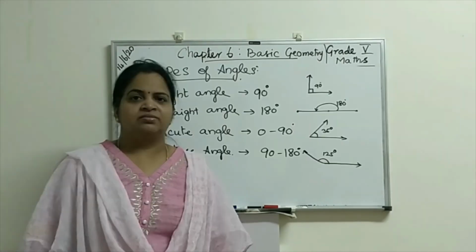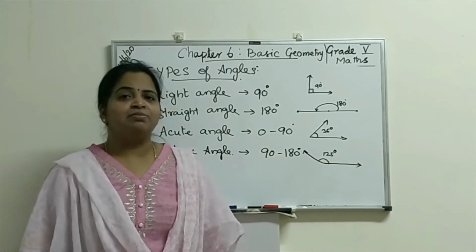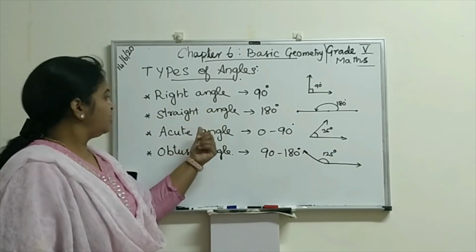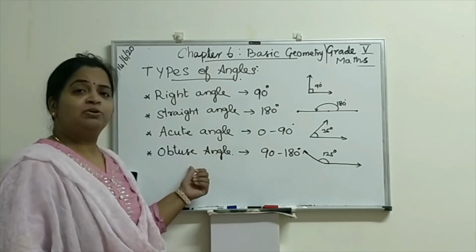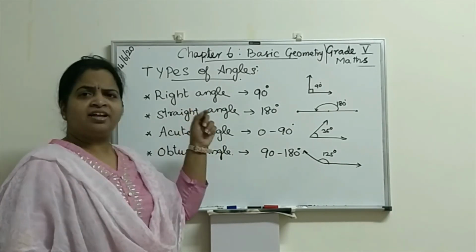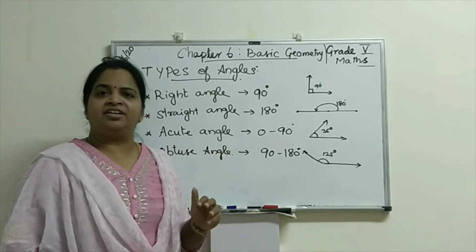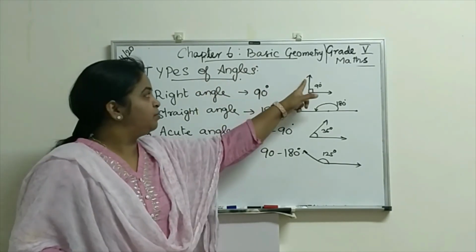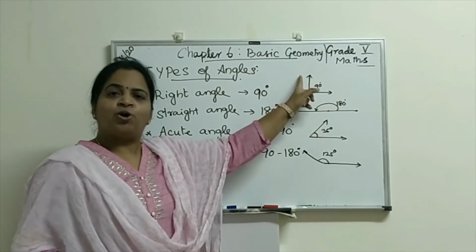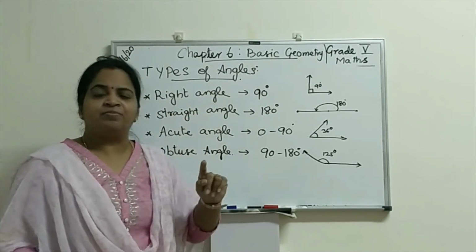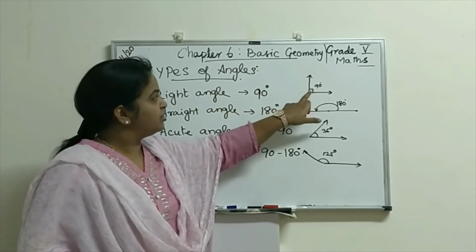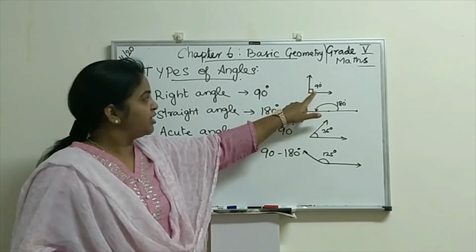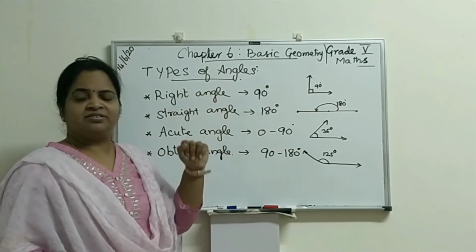Okay. Now we are going to see the types of angles. Okay, what are the types? Right angle, straight angle, acute angle, obtuse angle. Okay, what is a right angle? A right angle is 90 degrees. When both rays are perpendicular to each other, it is called a right angle, 90 degrees. Always the 90 degrees you have to draw like this. Okay, a little square like this, 90 degrees. So this is called a right angle.